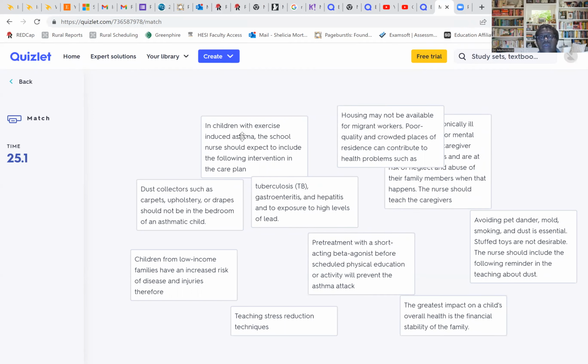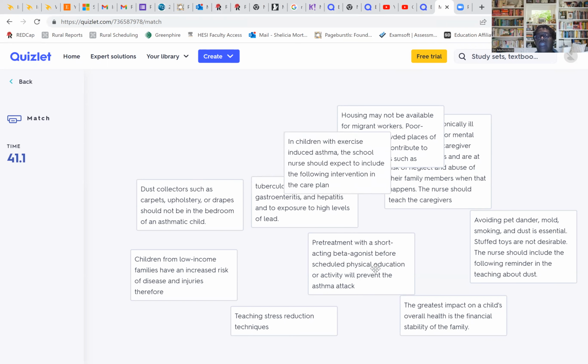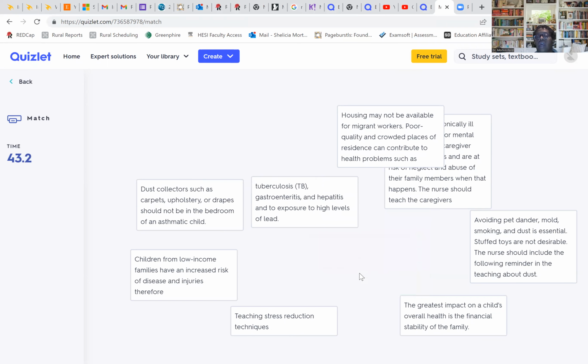Okay, let's go to this one. In children with exercise-induced asthma, the school nurse should expect to include the following intervention: pre-treatment with a short-acting beta agonist before scheduled physical education or activity to prevent the asthma attack. So you're trying to be proactive. So you should expect in their care plan to include the administration of that short-acting medication, because remember, their asthma is exercise-induced.